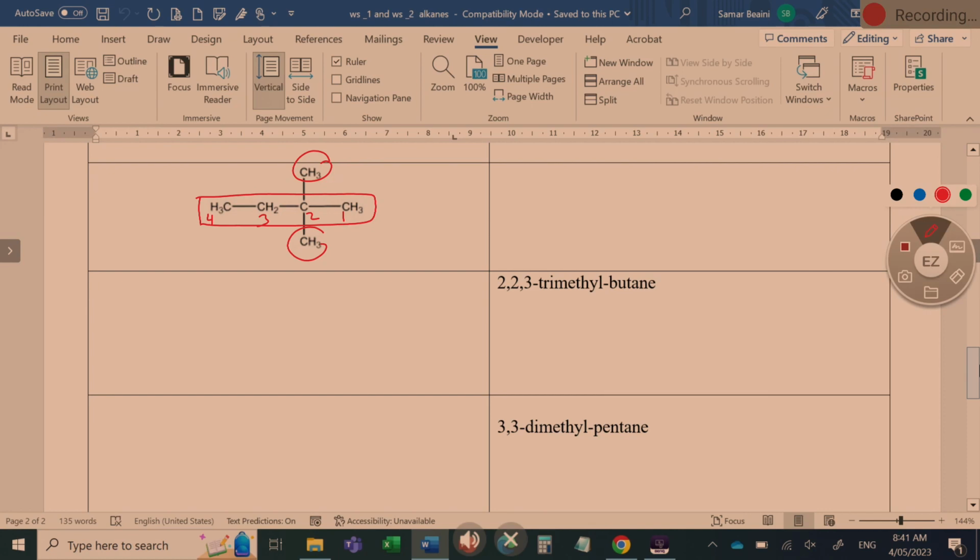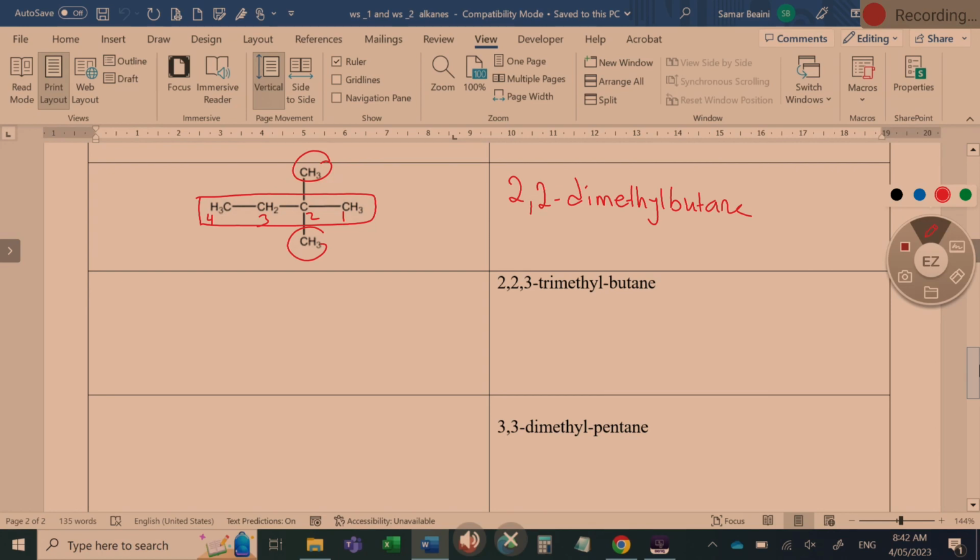And in the prefix, at what position did I first start to see the side chains or the branches? 2. But how many of them did I have? 2. So I have to indicate how many branches I had. This is why you have 2,2 to tell me that at position 2 I have 2 branches. And how many methyls did I have? In this case, they're both the same, but I need to count them as well. So 2 methyls, 2 means di. And then they are methyl, butane.